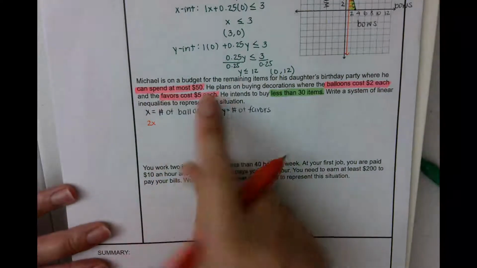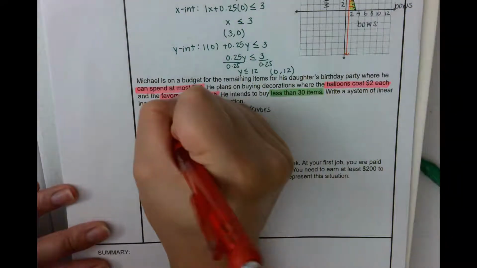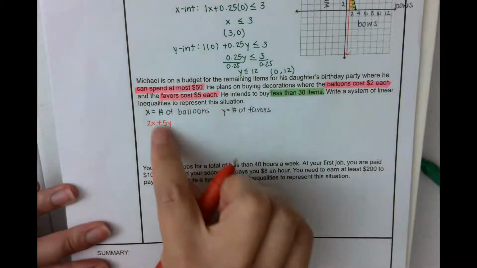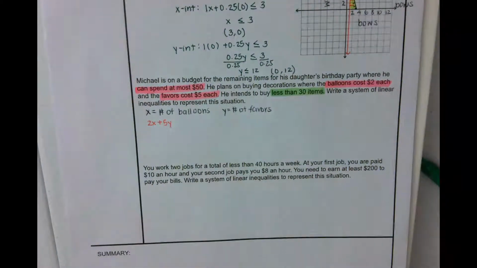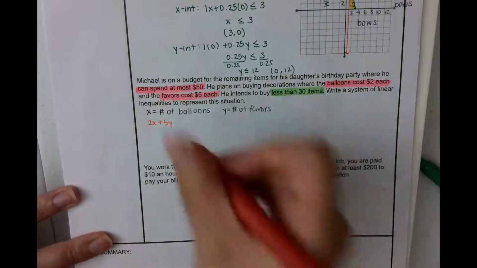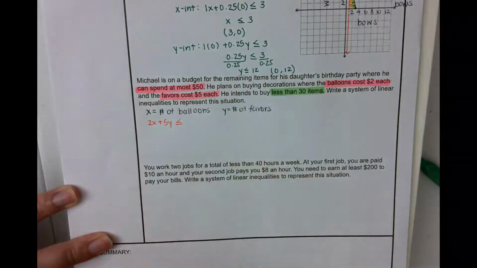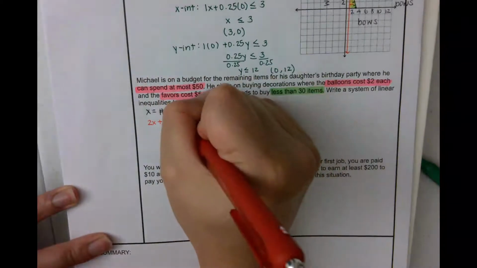Then favors cost $5 each, so since favors is y, 5y is going to give me the amount of money he spends on favors. Since we know he can spend at most $50, that means whatever he spends money on balloons and favors has to be less than or equal to 50.